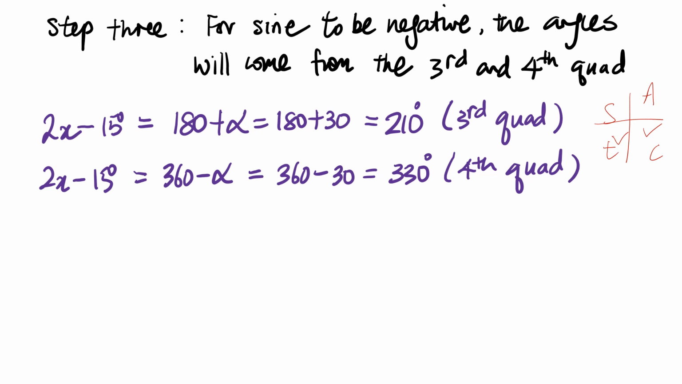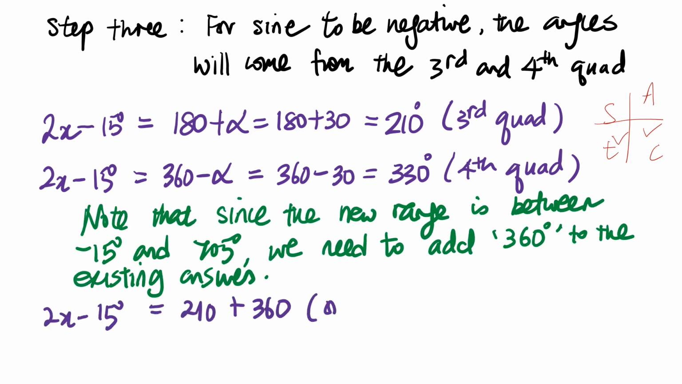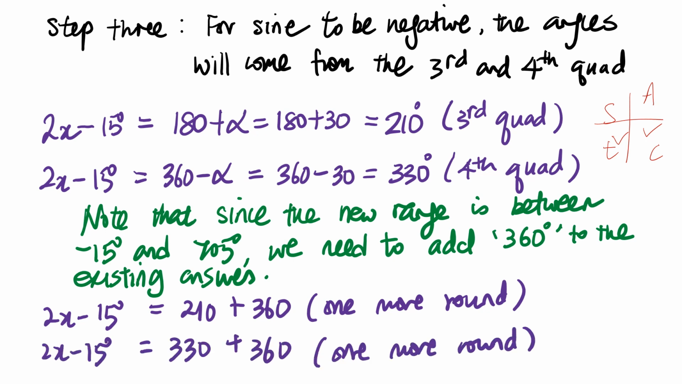Okay, remember the range that we need to consider for 2x minus 15? It's between negative 15 to 705. So 705 means that you need to go around the unit circle one more time. So whatever answer you get for the third quadrant, you go round one more time, so you add 360. Likewise, for your 330, you can go one more round, so you just add 360. That's not the answer yet. The final answer is you need to find the value for x.